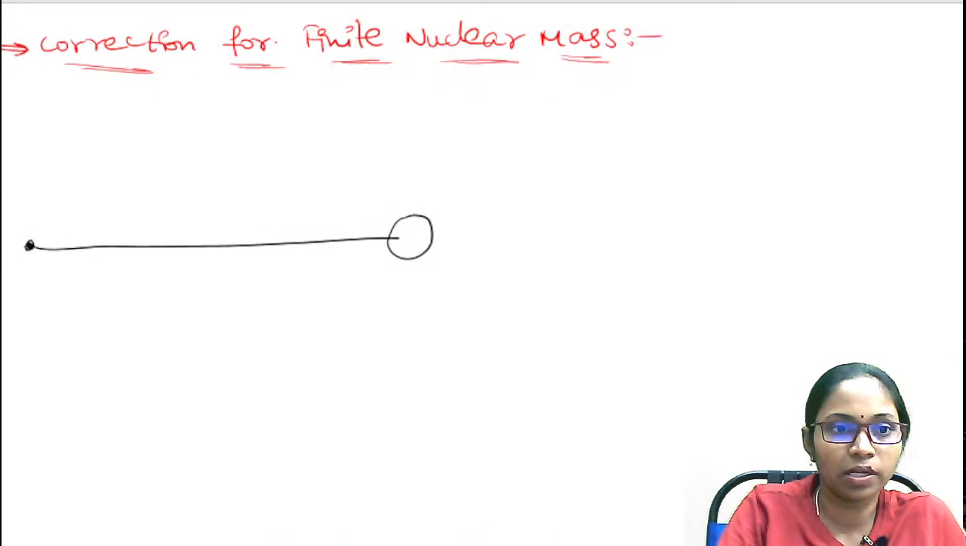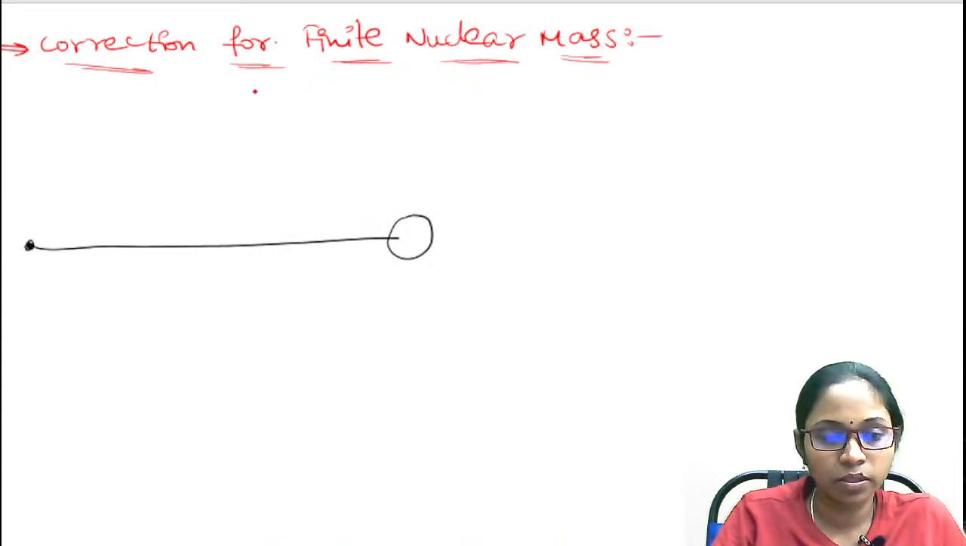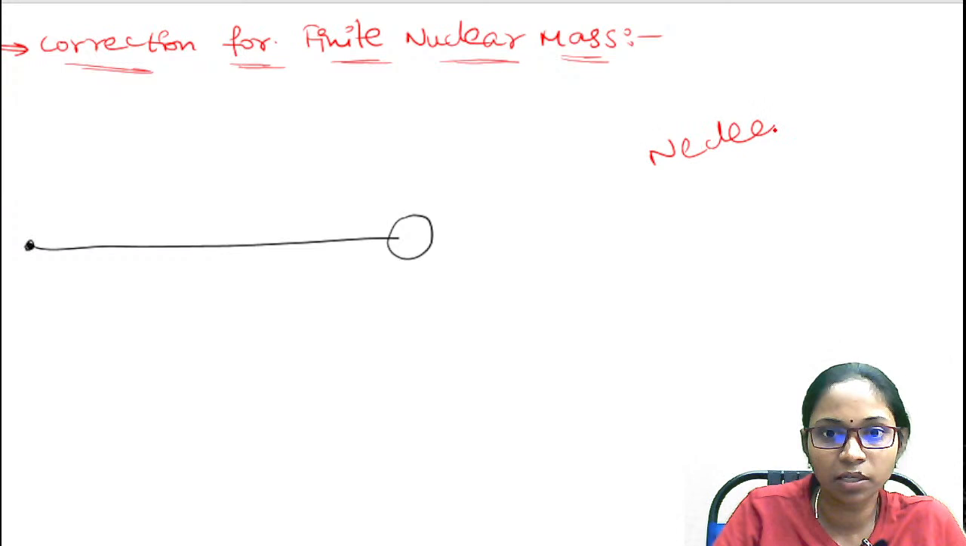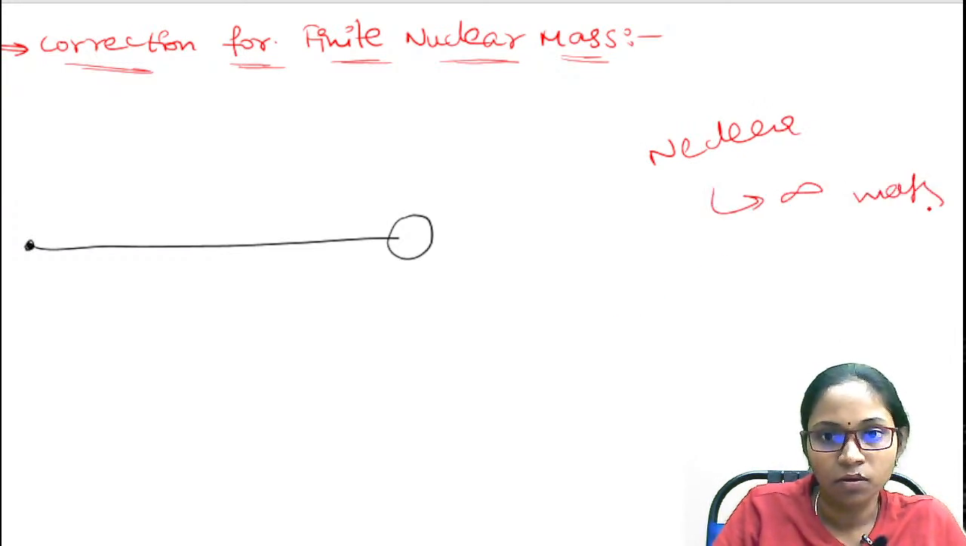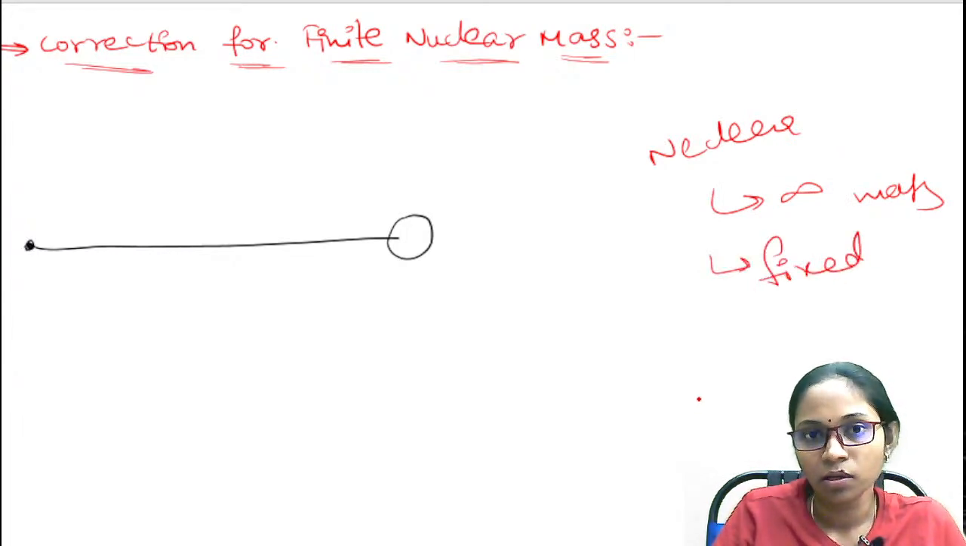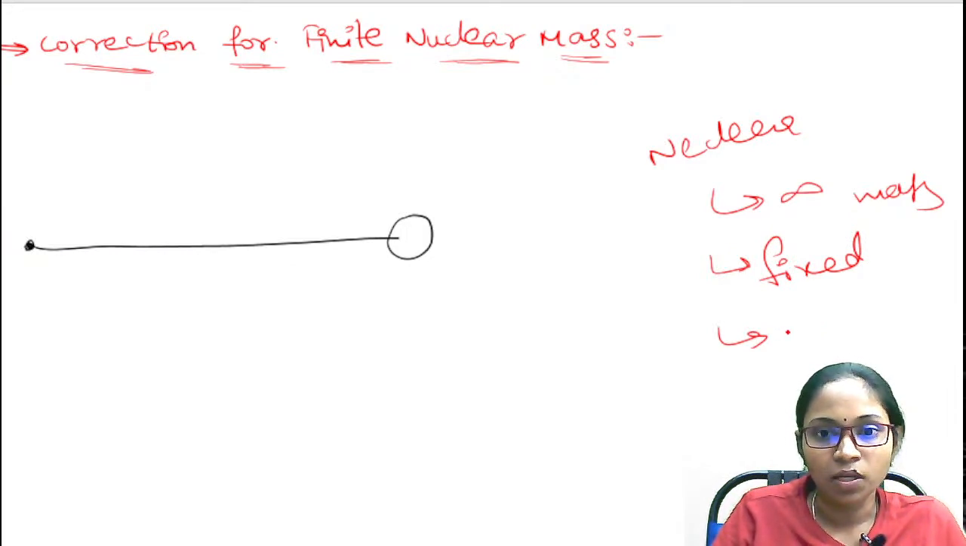In today's class, we are going to discuss the topic correction for finite nuclear mass. Till yesterday's class, we had taken that the nuclear mass is heavy, that is of infinite mass, and it is fixed at one point in space. The electrons are revolving around this nucleus in circular orbits.